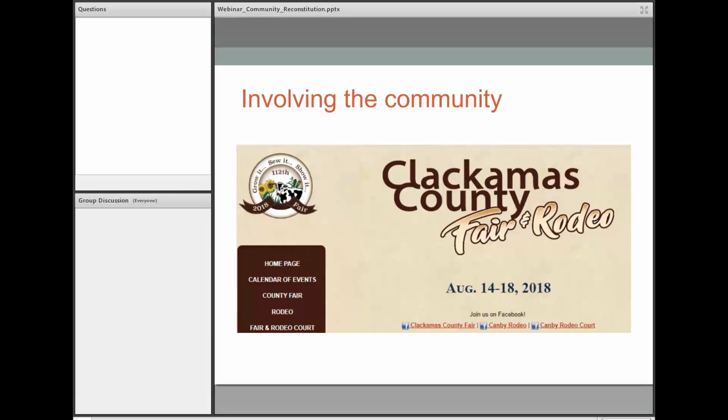And so we're actually going to be at the county fair in Clackamas County, which is in Oregon, where Canby is. And we're really excited to see how people react to having the opportunity to find out which of their ancestors are on the family tree already, and being able to see pictures and other memories about their family members.